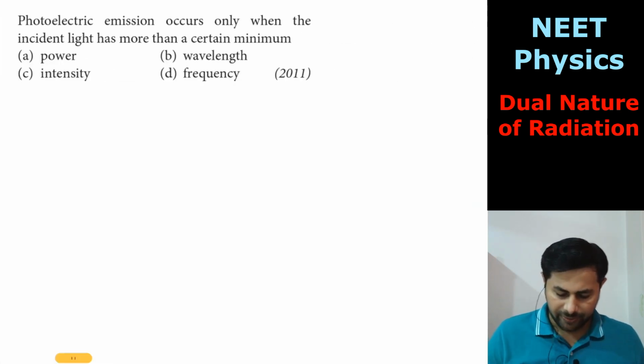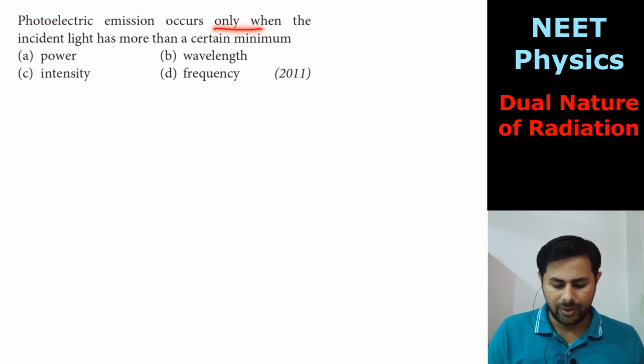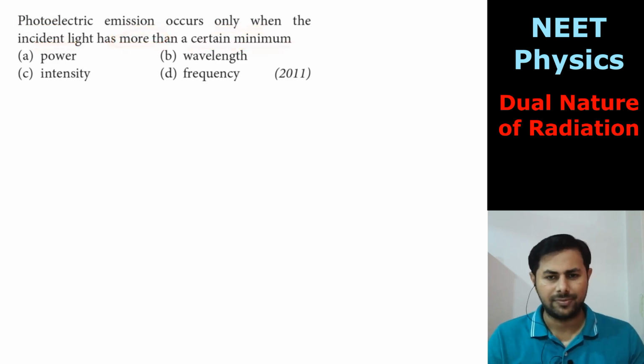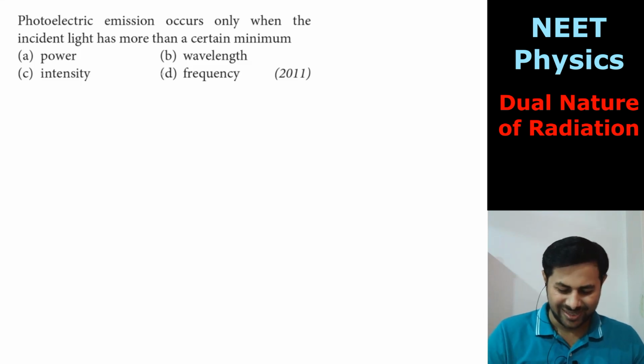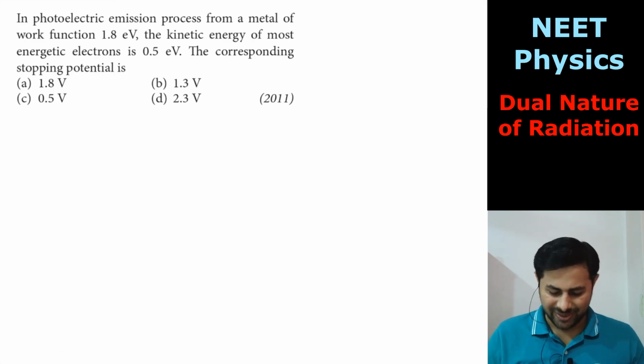All right, let's see the next one. The photoelectric emission occurs only when incident light has more than a certain minimum. Tell me. Power, wavelength, intensity, frequency. Very simple question. All right, so it's option D. Everyone knows this.